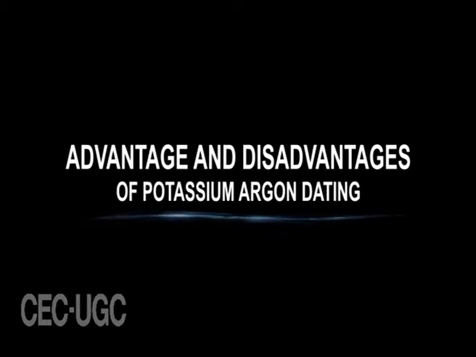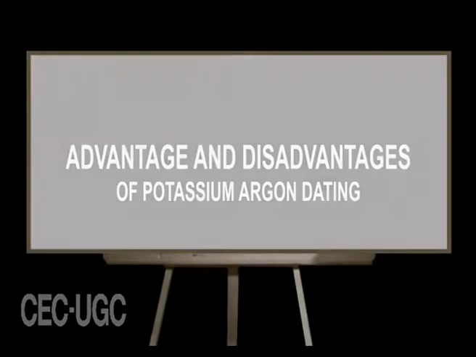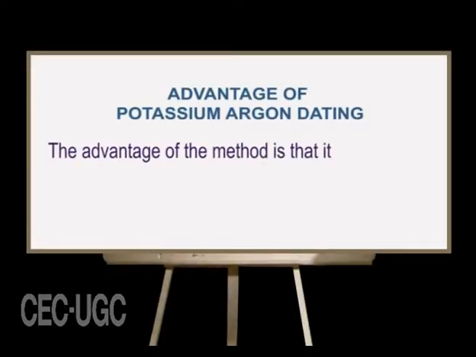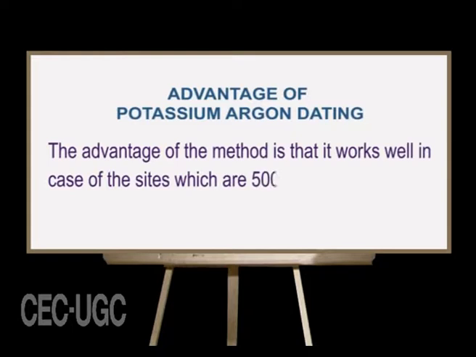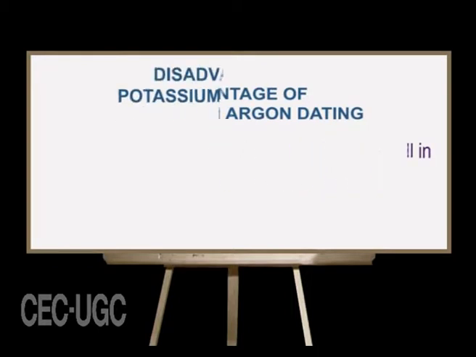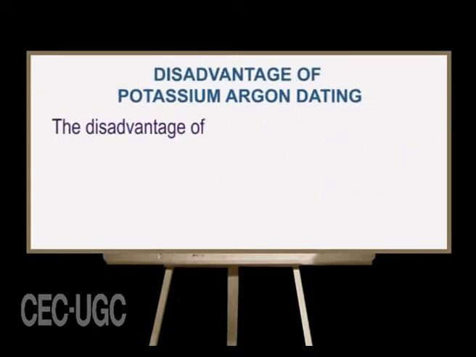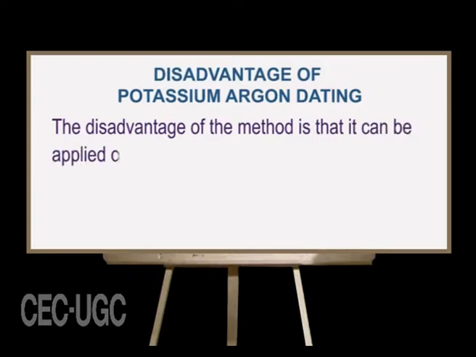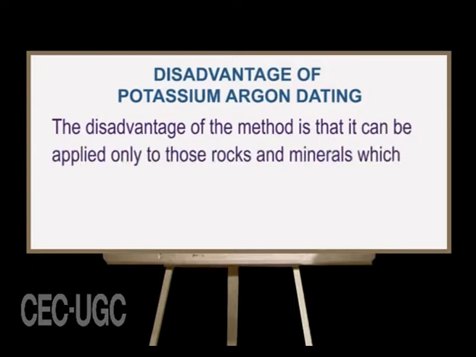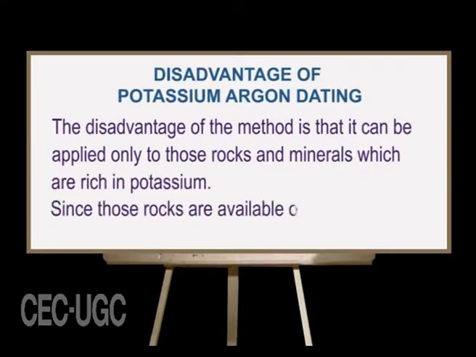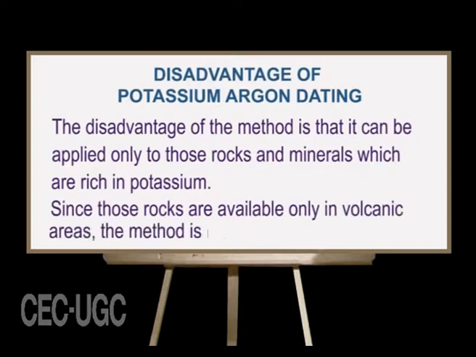Now come to the next point, advantages and disadvantages of potassium-argon dating. The advantage of the method is that it works well in the case of sites which are 500,000 years old. But the disadvantage of the method is that it can be applied to only those rocks and minerals which are rich in potassium. Since those rocks are available only in volcanic areas, the method is restricted to those areas.